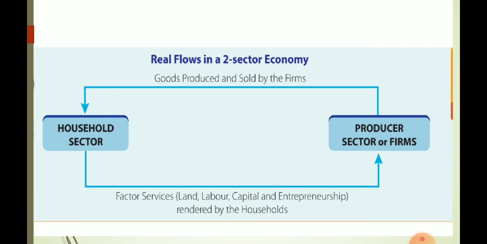You can see here that it started from household sector to producer sector, then producer sector to household sector. Here we can see that first household sector provides factor services in the form of land, labor, capital and entrepreneurship to producer sector. In return, producer sector provides goods and services to household sector, and this real flow is completed.